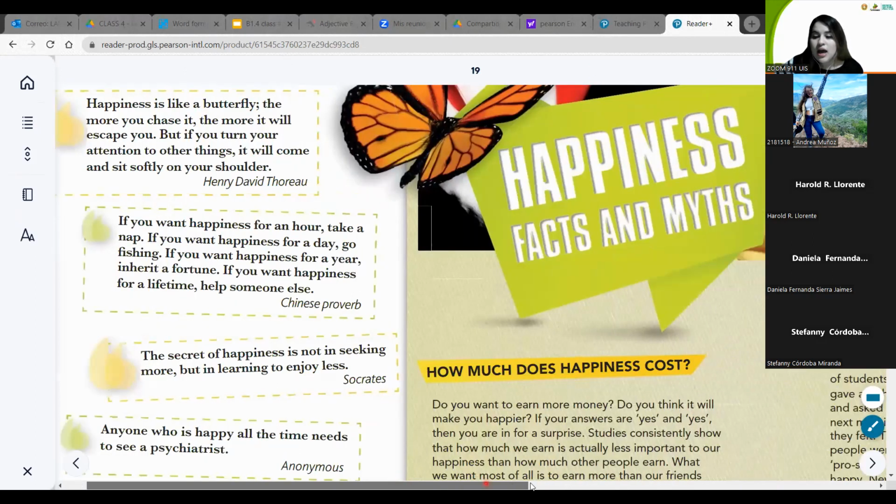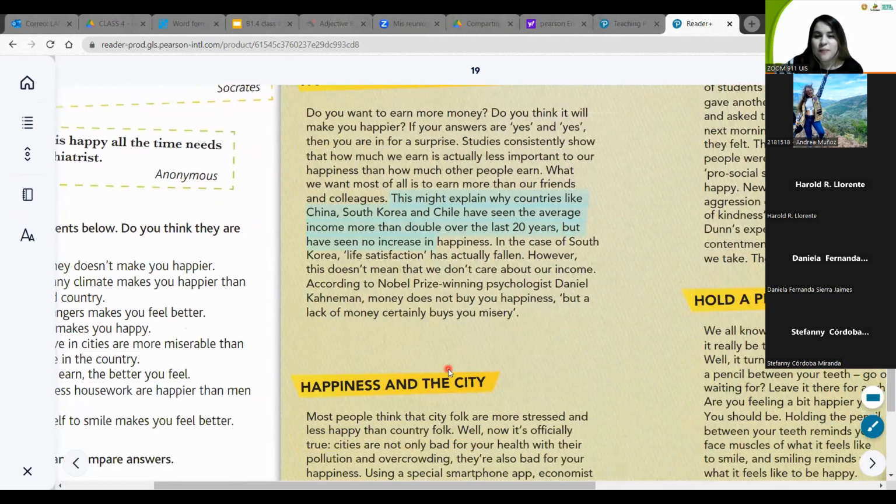Okay, very good. Sorry, I was zooming it. In the case of South Korea, life satisfaction has actually fallen. However, this doesn't mean that we don't care about our income. According to Nobel Prize-winning psychologist Daniel Kahneman, money does not buy your happiness, but a lack of money sometimes buys your misery.